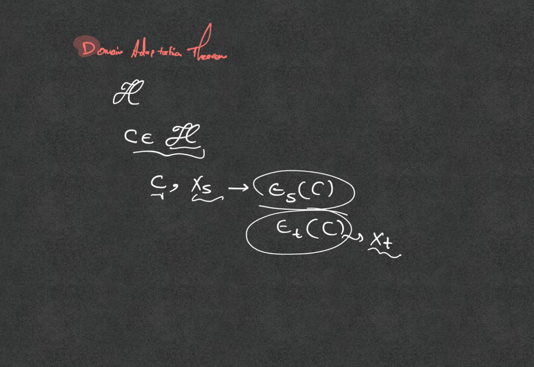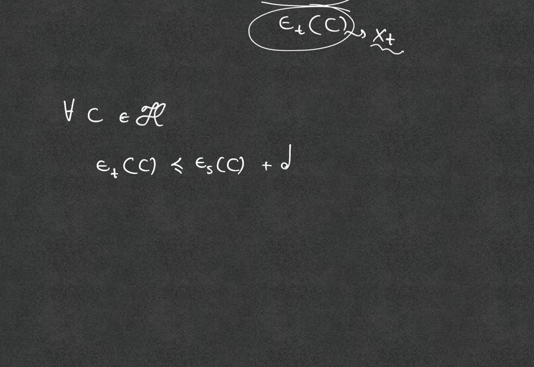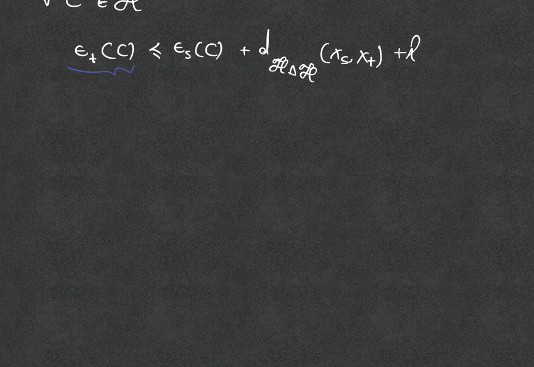Now, the domain adaptation theorem states that for any classifier C which belongs to this hypothesis space, this inequality holds. Now let's go through each one of these. We mentioned that this is the generalization error of the hypothesis C, which could be any hypothesis from the family of hypotheses H. This was on the target domain, and this was on the source domain.